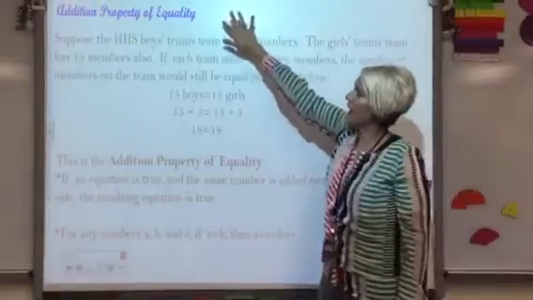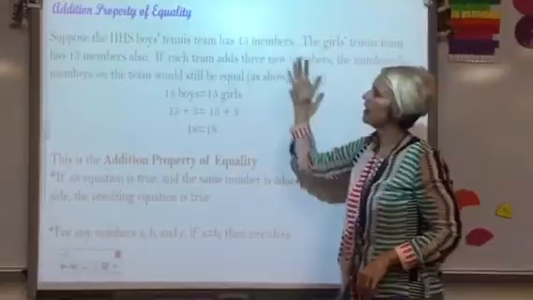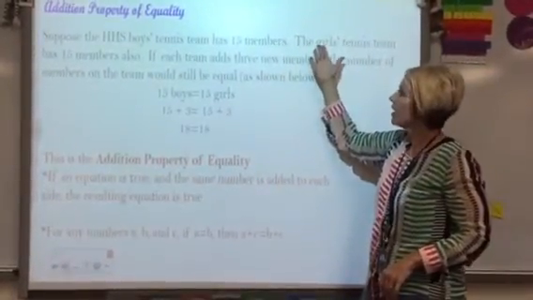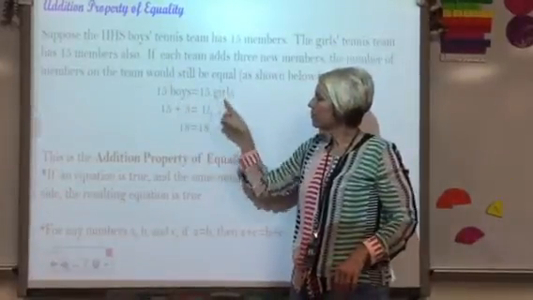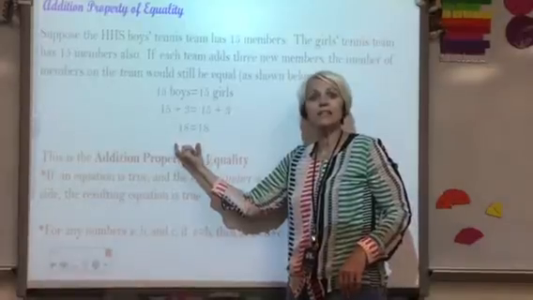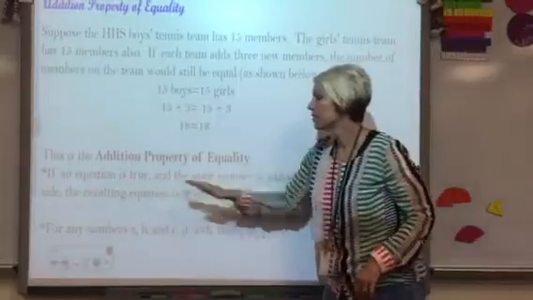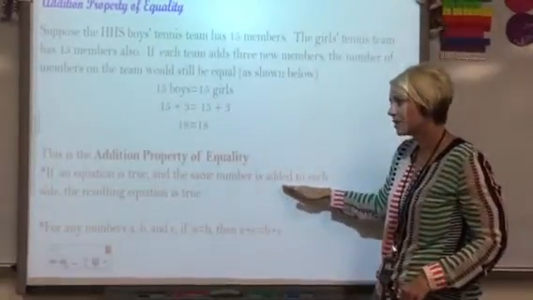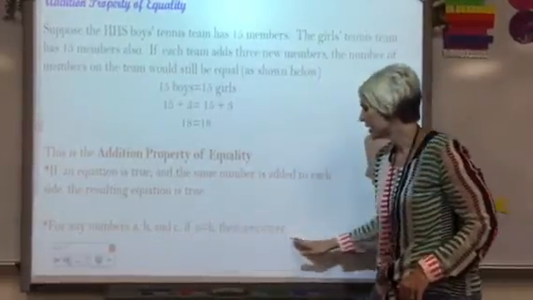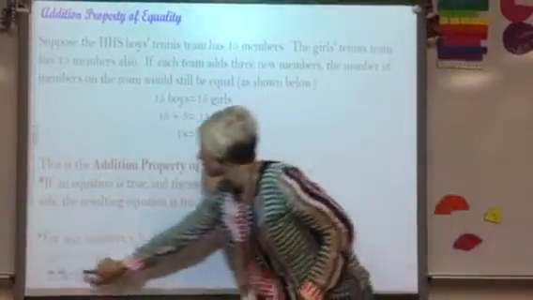So we're going to follow the addition property of equality. And what it states is, suppose the HHS boys tennis team has 15 members and the girls do as well. If they both add 3 players to their tennis team, we would still have an equal amount of players, 18 on each team. And that's the addition property of equality. It states that if an equation is true and the same number is added to each side, then the resulting equation is true. So if we use letters here, if A is equal to B, then A plus C is equal to B plus C.